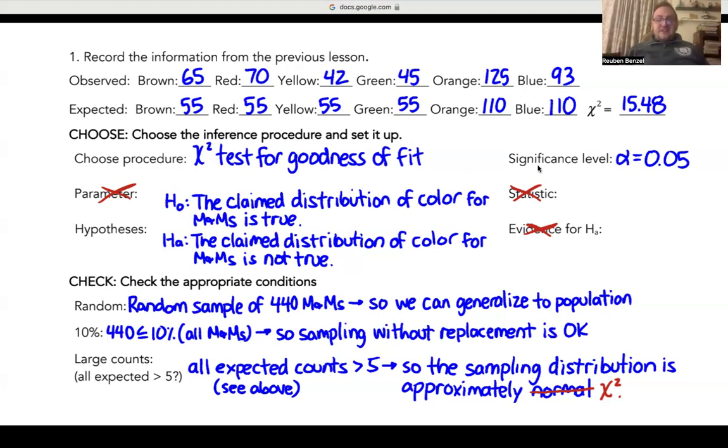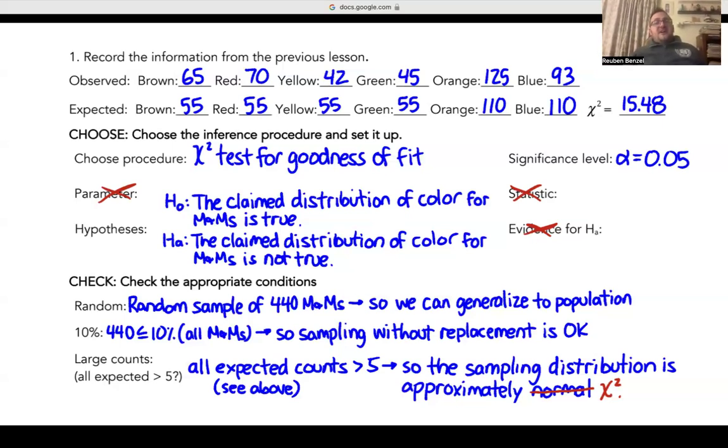There's always going to be a significance level. But one thing that is not happening are the parameters and the statistics. And we have categorical variables here. So your null hypothesis is always going to be that the claimed distribution is true. And then the alternative hypothesis is that the claimed distribution is not true.